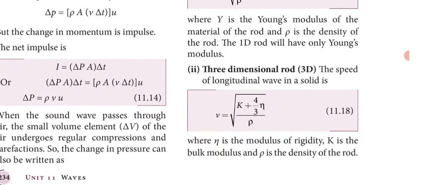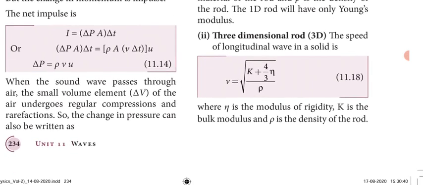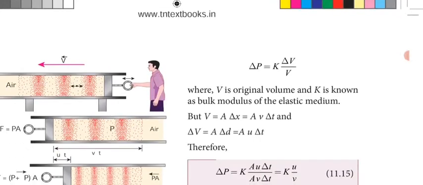The change in momentum is impulse. So the net impulse is I is equal to delta p by delta t, and that is rho A v delta t by u. So delta p is nothing but rho v u. When sound waves pass through the air, a small volume element of the wave undergoes regular compression and rarefaction. The change in the pressure can be written as delta p is equal to minus k into delta V by V, where V is the original volume and k is known as the bulk modulus of the elastic medium.